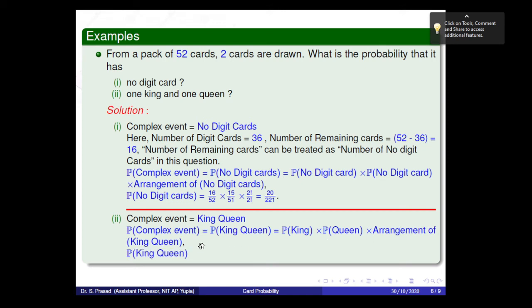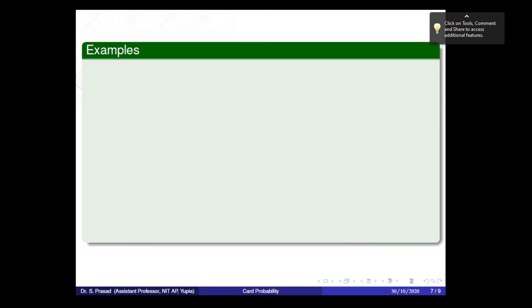The probability of king is 4 kings in 52 cards, so we write 4 by 52, into the probability of queen, which is 4 by 51, into the arrangement of king and queen. Both are different, so we write 2 factorial here. The answer is 8 by 663. Now we move to the next question.